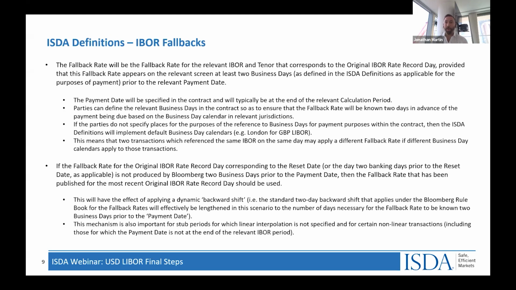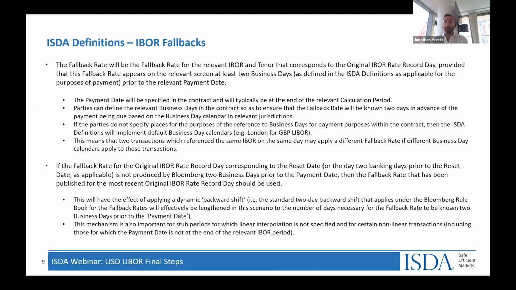All you need to know is that on your fallback observation date, you look to see if a rate has been published for your particular rate record date, for the particular LIBOR and the particular tenor. If that hasn't been published, you go back to the next previous record date and see if one has been published, and you keep going back until you find one that eventually has. So you don't need to do any calculation.